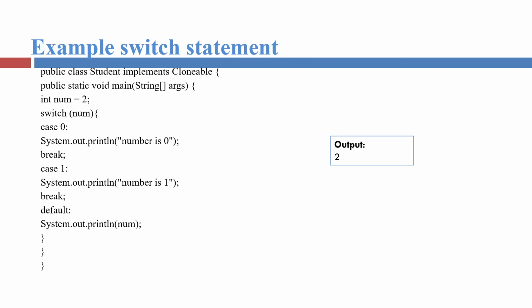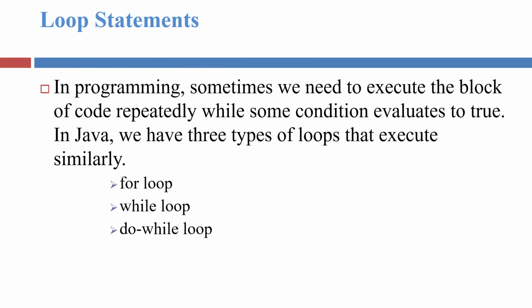This is the example program for the switch statement. Here we first assign the value 2 to the number variable that is passed to the switch statement. Case 0 prints number is 0, case 1 prints number is 1, and the default statement prints the number. Since the number equals 2, the cases do not match, so by default the number will be printed. The next one is the looping statement.